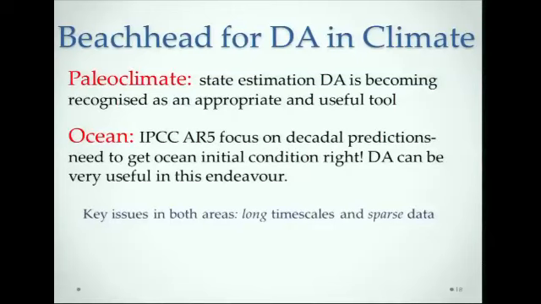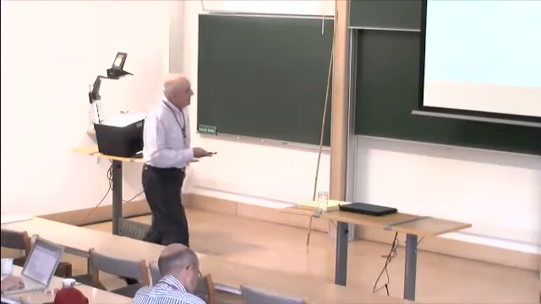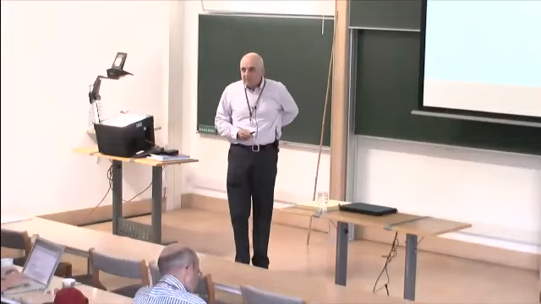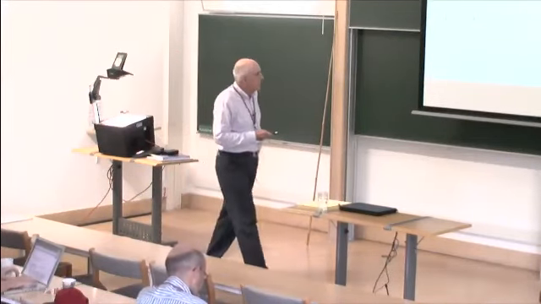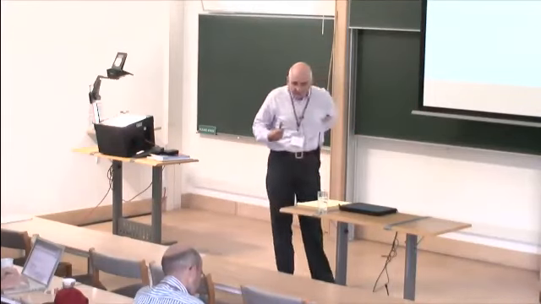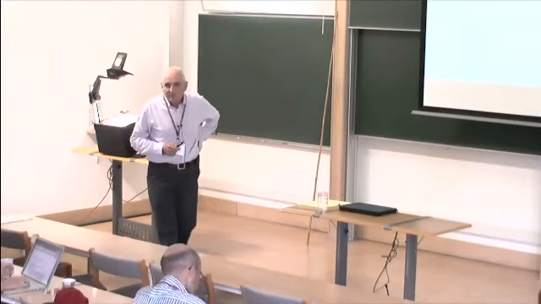There are key issues in both of these areas which sort of join them together a bit. One is that you have very long time scales. The ocean tends to work on much longer time scales than the atmosphere. It responds on much longer time scales. The circulation of the ocean involves currents which take hundreds of years to complete. And they also have sparse data. Right? Well, data is obviously an issue in paleoclimate, especially as you go further back, right? But in the ocean, in the deep ocean, it's also particularly an issue.